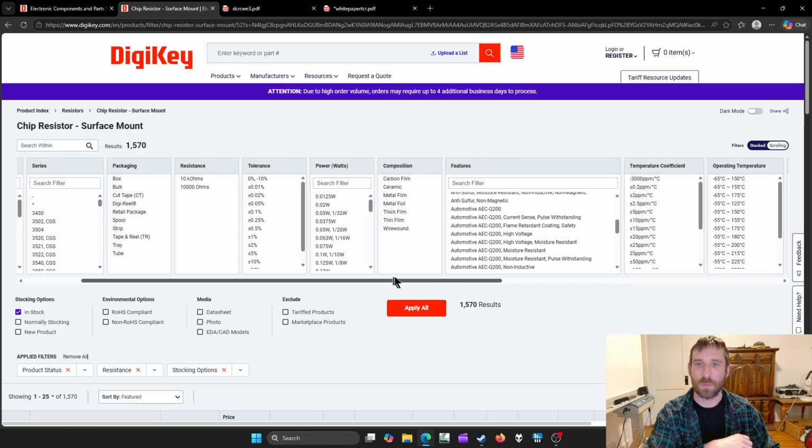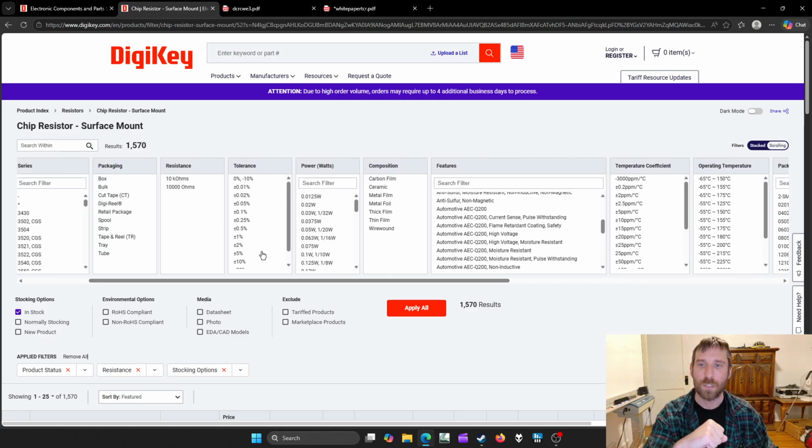Okay, so to go through all this stuff, for your tolerance, you should be calculating how the low end and the high end of the tolerance affects your circuit. So by doing the math, you will know what you actually need for tolerance. And the same applies for power. P equals I squared R. So if you know your current, and you know this resistance, you can calculate power, so you will know what power rating you need.